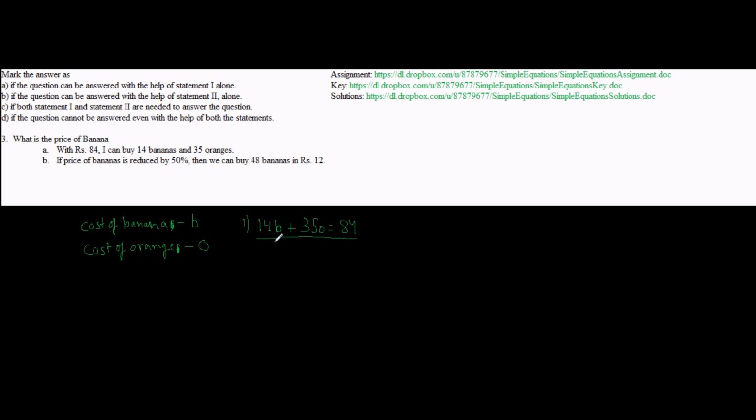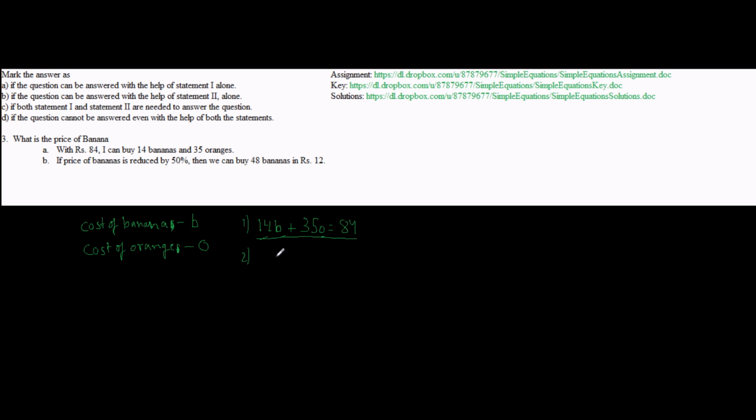I would say no, because we have already learned that there are two unknowns here, B and O, and just one equation. So with two unknowns and one equation, we can't uniquely find the value of the unknowns. So statement 1 alone cannot answer this question. Now let's come to statement 2.